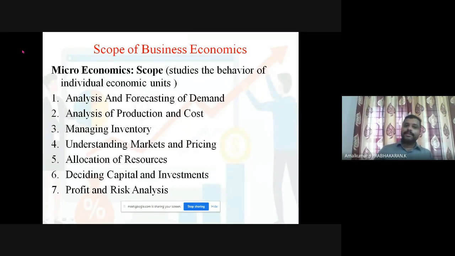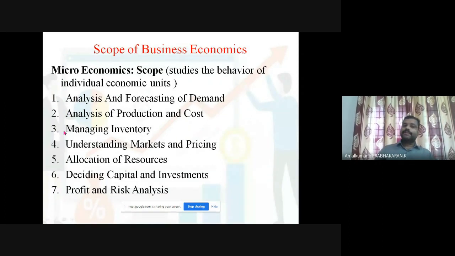And the second one is analysis of production and cost. This is also related to a company. The production analysis and cost analysis is conducted at a microeconomic level. So this is a microeconomic scope.